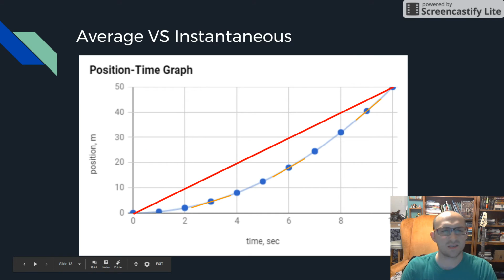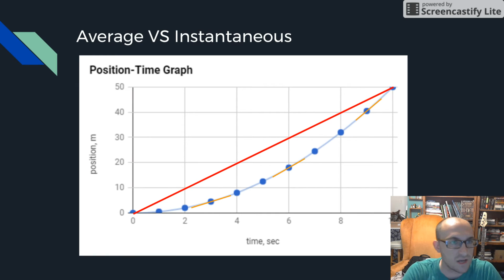All right, last thing, average versus instantaneous. So if this is my position time graph, the slope at any given point, that would be the orange lines. Those are my tangent lines. If I could find the slope just right there, that would give me the velocity at that instant. Instantaneous, the velocity at that instant.